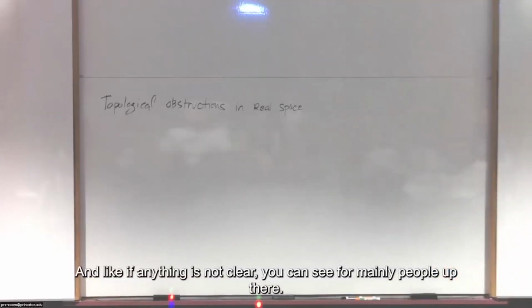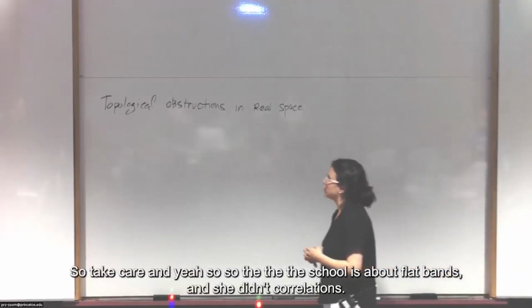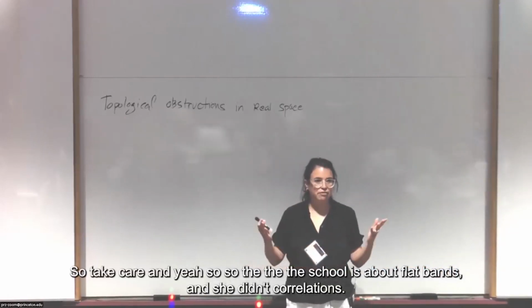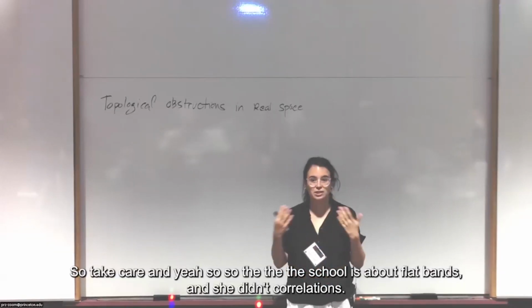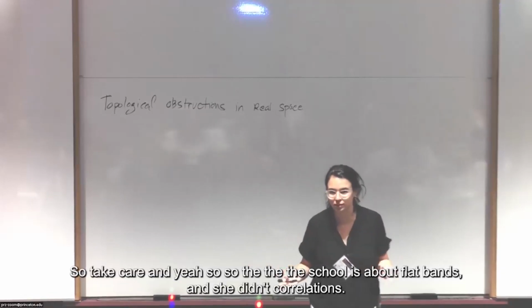So the school is about flat bands and hidden correlations. I'll completely forget about correlations and only talk about flat bands. And not even talk about flat bands, talk about electronic bands in general. Because if you think about a flat band, what do you have? You don't have an effective mass. You don't have effective velocity. You don't have any of these things that classically you can use to compute all of the transport properties of the system.